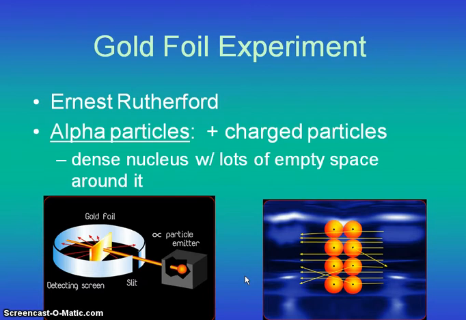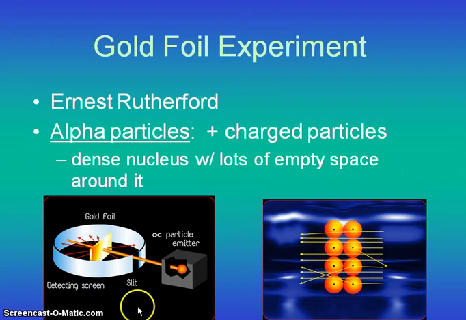The gold foil experiment was done by Ernest Rutherford, who was from New Zealand. And what he did was add a little bit more detail to the atomic model. His experiment was with gold foil and alpha particles. Alpha particles are just positively charged particles, and what he discovered was that instead of a positively charged ball of matter with some electrons on the outside of it, the nucleus is actually relatively small in comparison to the whole atom, but dense, and the rest of the atom is mostly empty space.